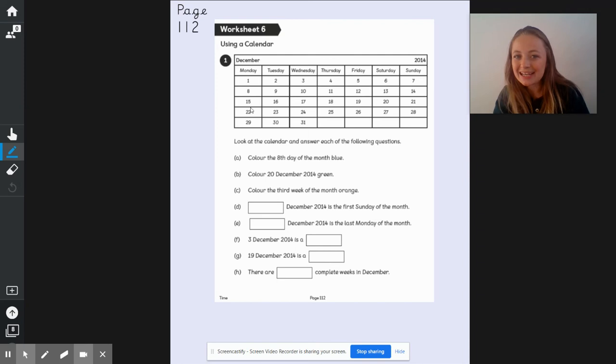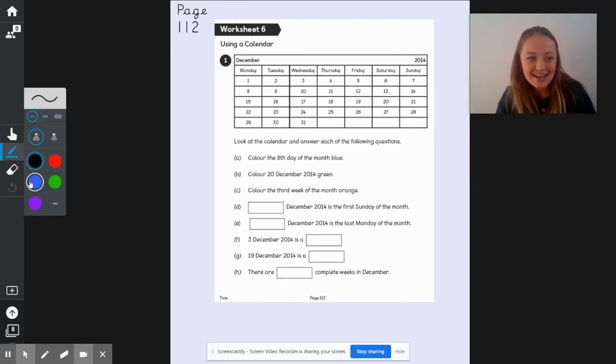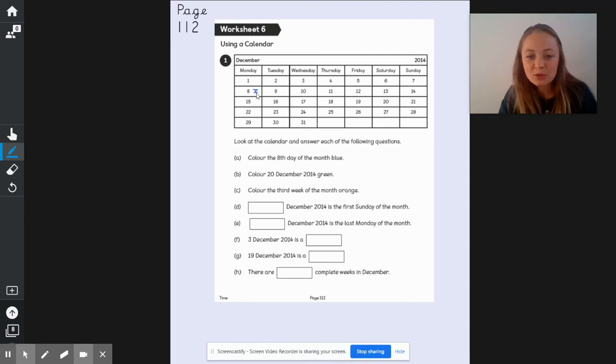So we can see here the first day of the month where there's a number 1. The second, there's a number 2. The third is a number 3. The fourth is a number 4. The fifth is a number 5. The sixth is a number 6. And we can see a pattern, can't we? So for the 8th day, we must be looking for the number 8. And we must colour it in blue. I found the 8 here. So it was a Monday, Sunday of the month, and I've coloured it in blue.